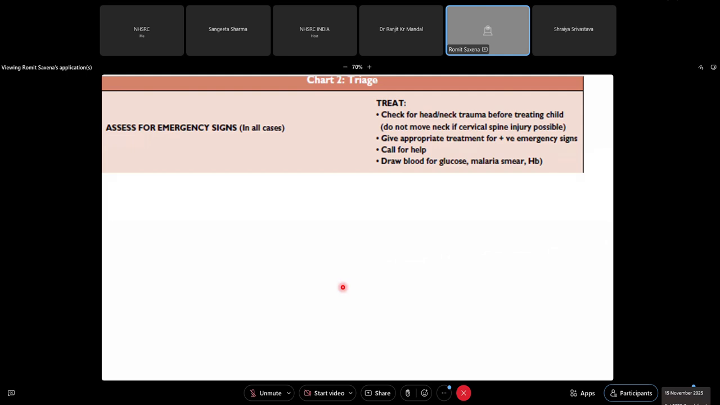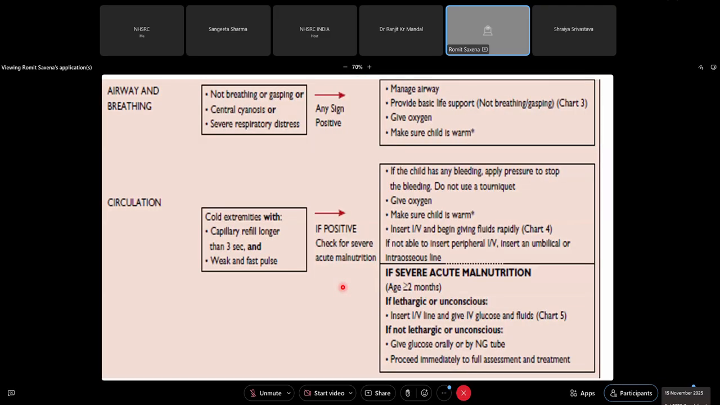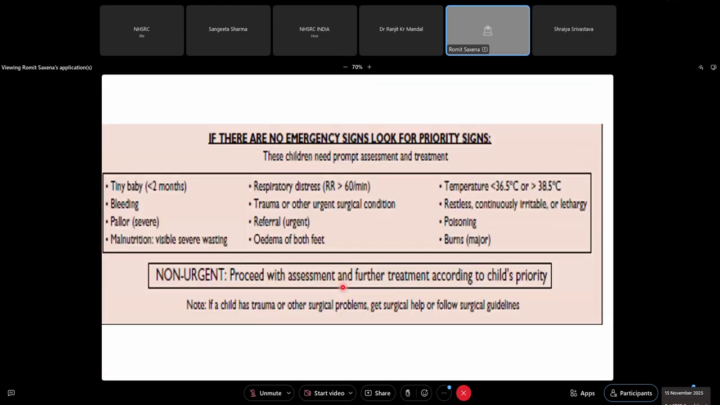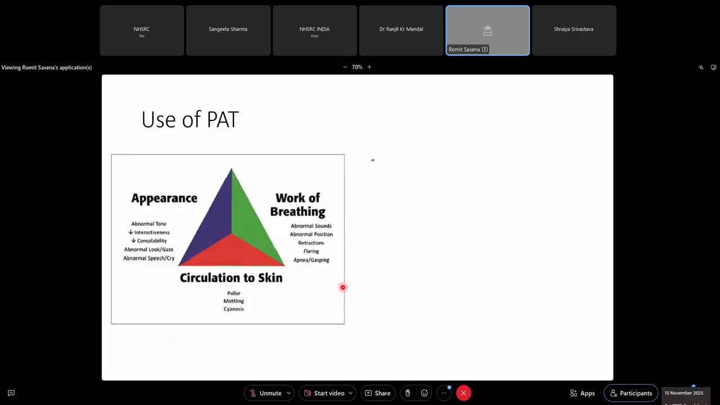I'm hoping so. So again, the principle and approach is similar to the ETAT approach, where you can see the ABCD is there, and as you can see, it is almost the same as what we were talking about in ETAT. So IMNCI is an extrapolation and adaptation from there, and as you can see, you can classify the patients as per the sickness level.